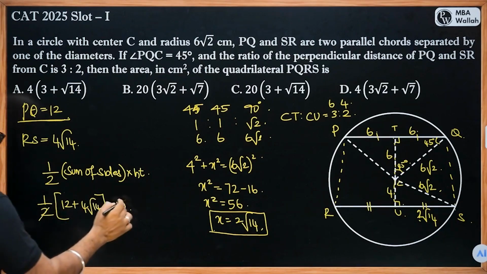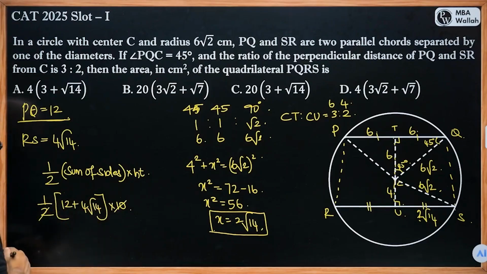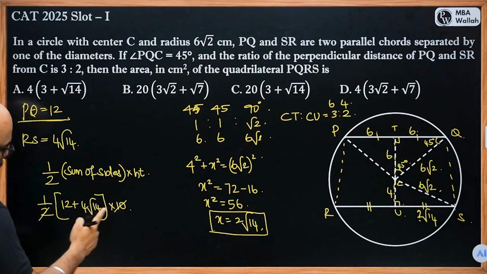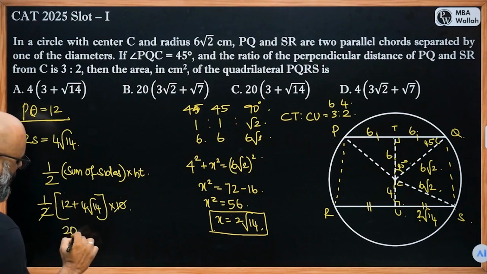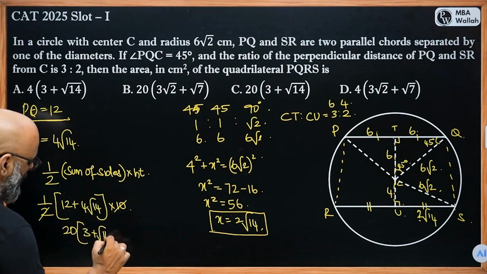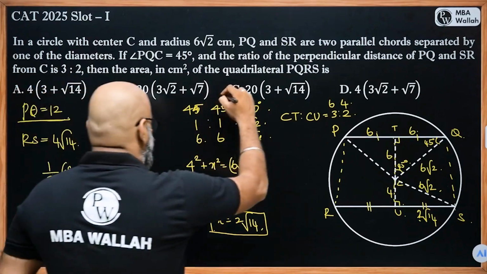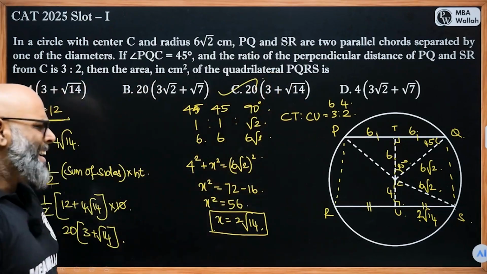So cancel this. This will be 5. Can take out 4 out here. So if you take out 4, this is 5 over here. That's 20 into 3 plus √14. Do we have that in the options? 20 into 3 plus √14. Answer option C. Slightly lengthy.